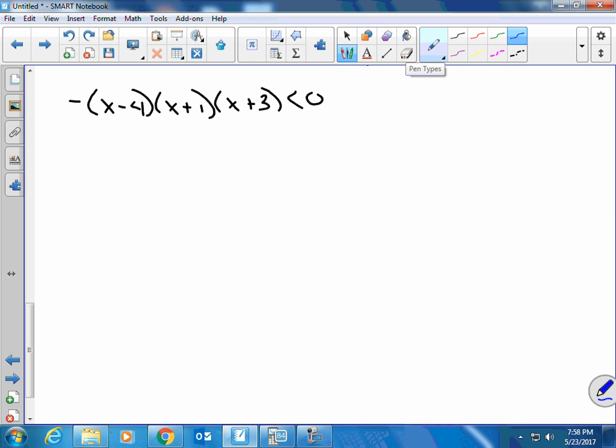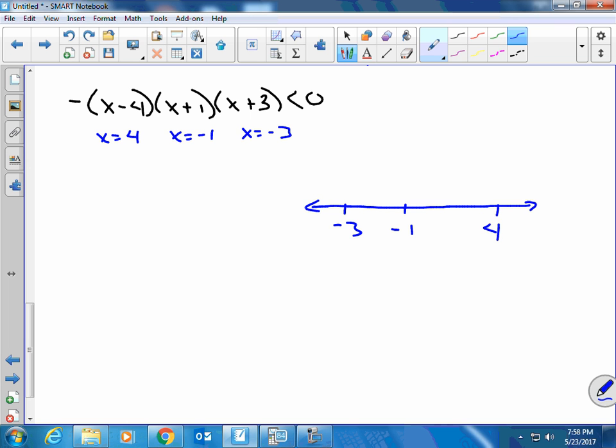Okay. What makes this 0? 4, -1, -3. Let's make a number line. On the left-hand side would be a -3, -1, 4. Numbers that are bigger than 4, like 5. This is positive, 5. This is positive, 5. Makes this positive. However, this negative sign just messed everything up. Well, it didn't mess it up. It made it negative. Right? Positive times a positive times a positive times a negative would be negative.